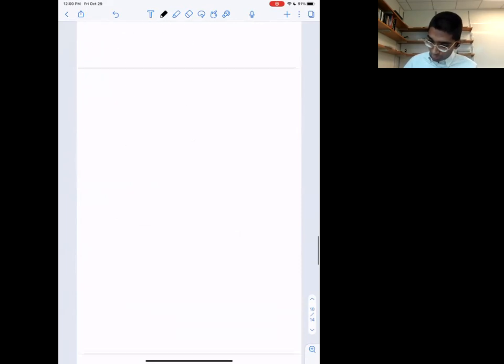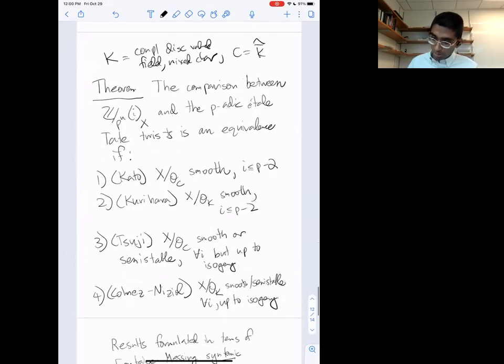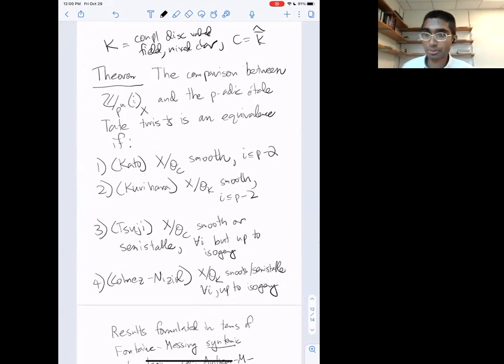And okay, so I wrote this ahead of time. So basically, I think this has been considered quite a bit if you have a DVR. So if you have a complete DVR of mixed characteristic and you have a smooth scheme either over that DVR or over its absolute integral closure.